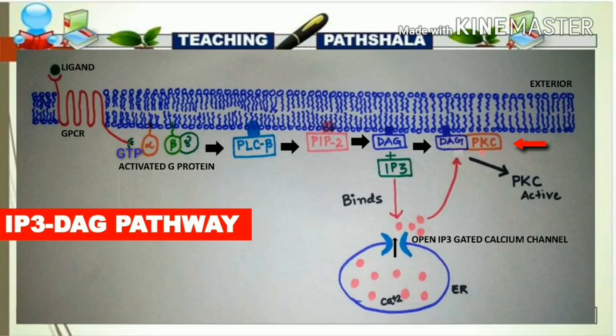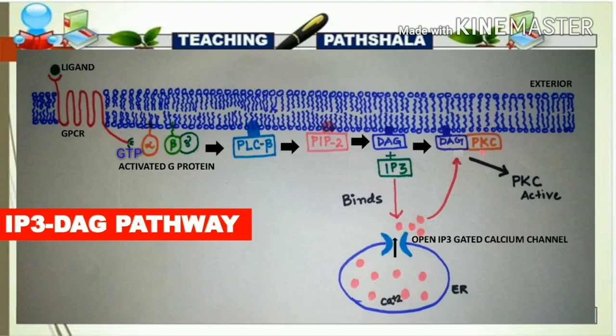The production of DAG in the membrane facilitates the translocation of PKC from the cytosol to the plasma membrane. Initially this protein kinase C, or PKC, was present in the cytosol, but after the production of DAG, it has been translocated from the cytosol to the plasma membrane, as you can see in the figure. PKC, or protein kinase C, belongs to the family of kinase enzymes, and its function is to phosphorylate a particular target protein at serine and threonine residues.